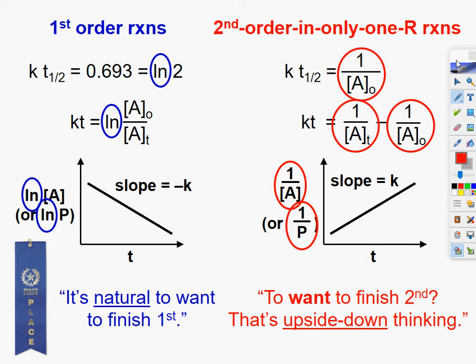So just take a look. 1 over the concentration of A, 1 over the concentration of P is going to give you this slope versus time. Ln of A or ln of P will give you a negative K. Right. So these things you have most given to you on the reference packet, but you have to know the negative K and the positive K. All right. There's no question about that. It's on your notes.